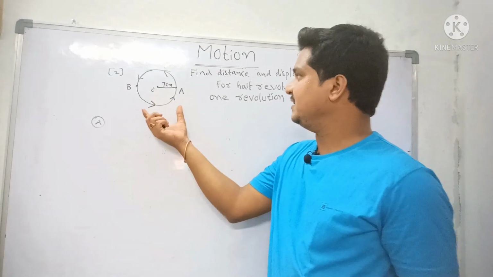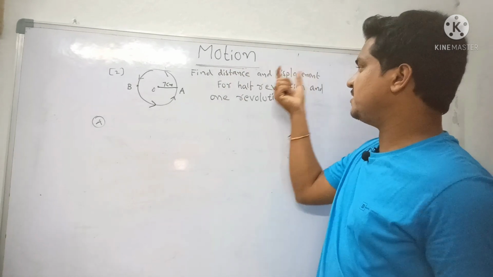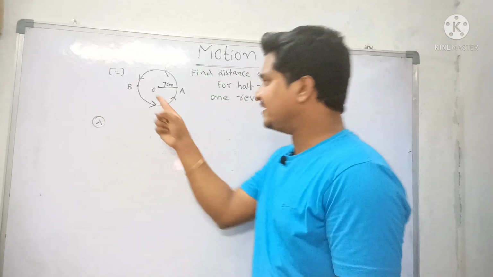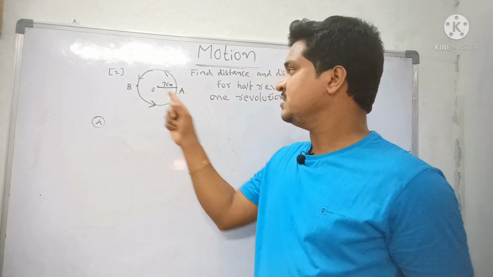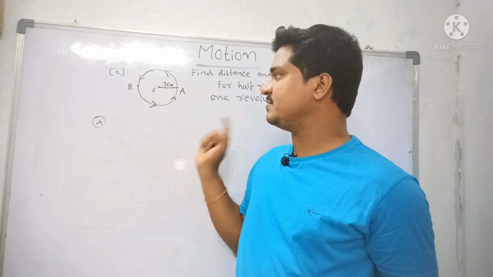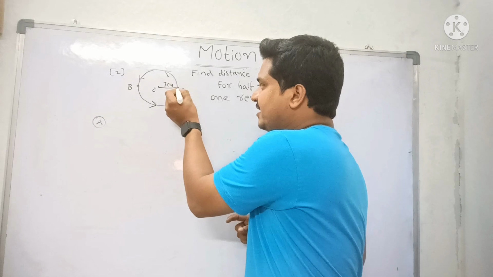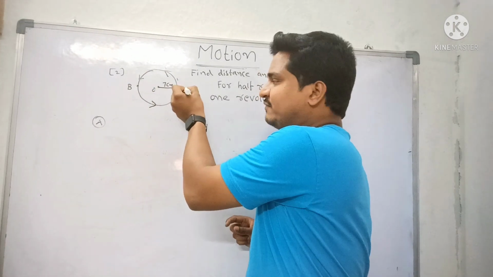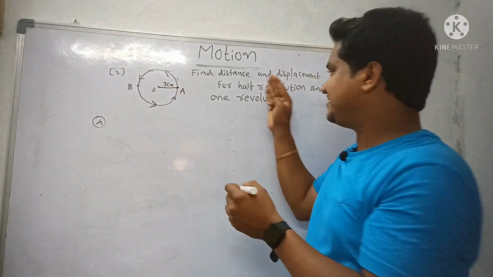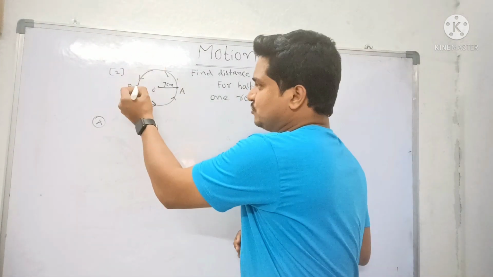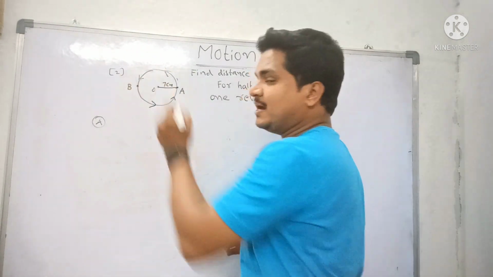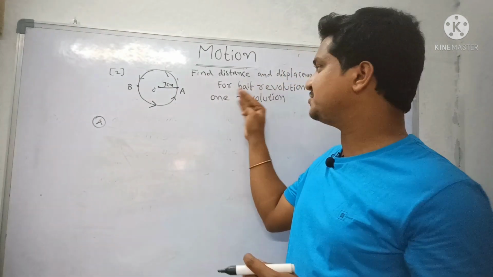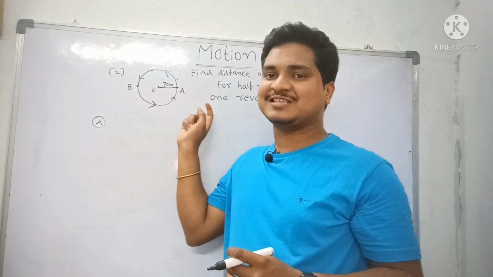Here for the circle, find distance and displacement for half revolution and 1 revolution. See, they have given the radius value 7 centimeter. OA will be the radius here, 7 centimeter. The particle starts from A and completes 1 revolution. For one complete revolution, we need to find the distance and displacement. For half revolution, from A to B, we also need to find distance and displacement. Half revolution is nothing but a semicircle.